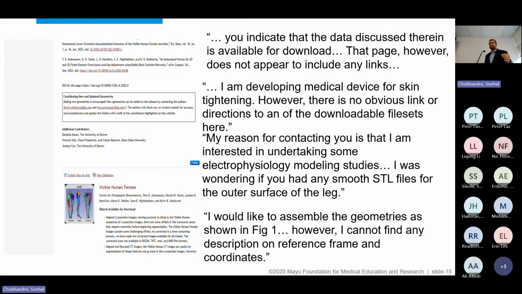Well, it took less than 2 weeks before I got this email that said, I'm interested in undertaking some electrophysiology modeling studies. I was wondering if you had any smooth STL files for the outer surface of the leg. And then they went on to say, specifically the skin. And I had to tell them, well, no, because I didn't know anyone would want that, right? And over the course of those 3 years, it never occurred to me that someone would have wanted that.